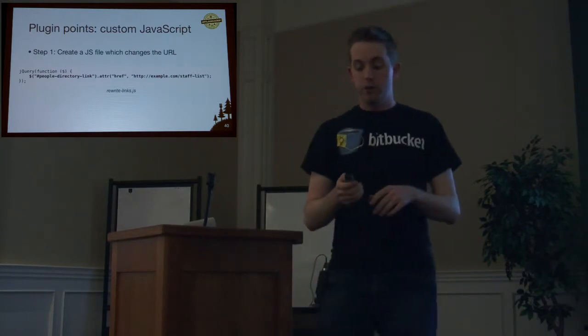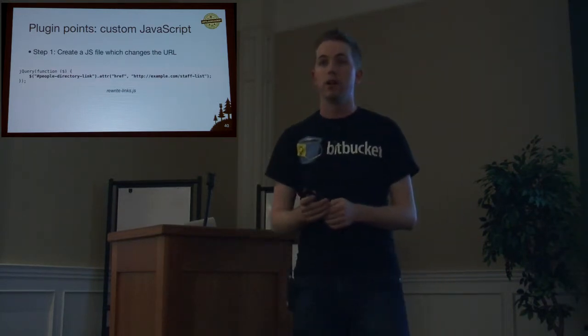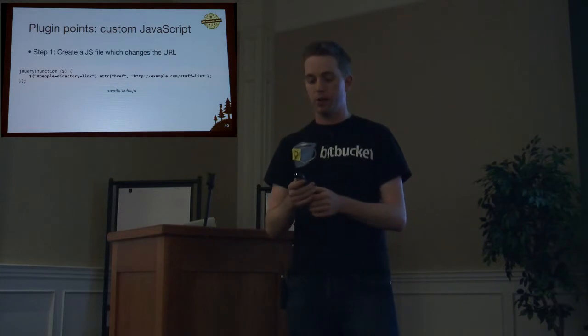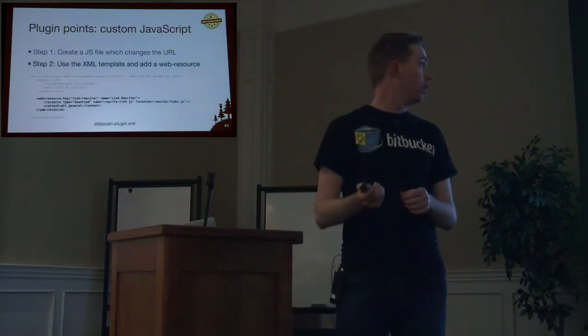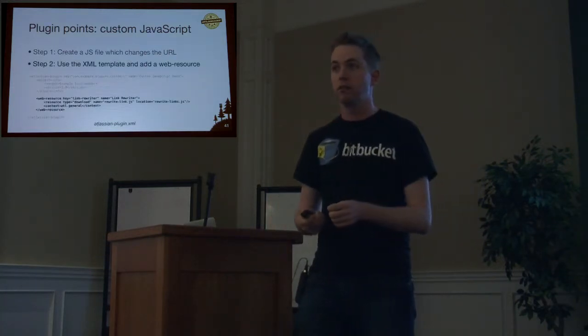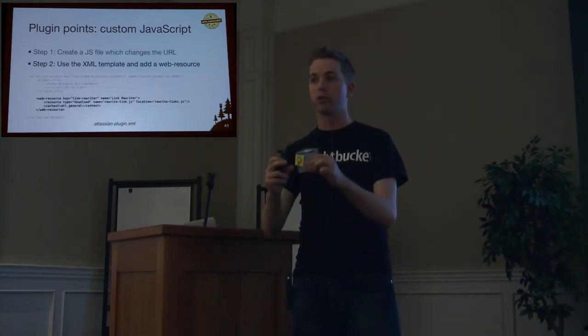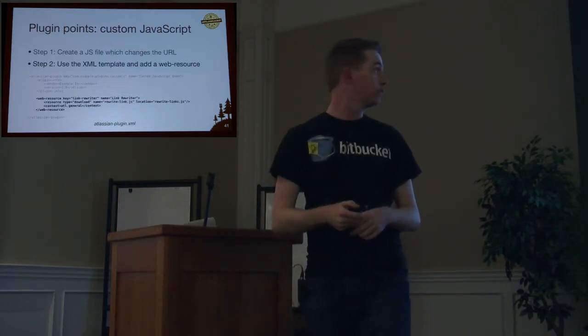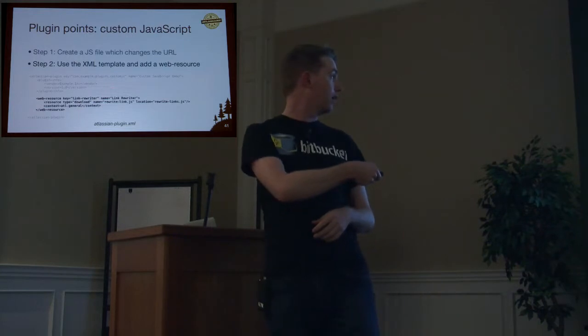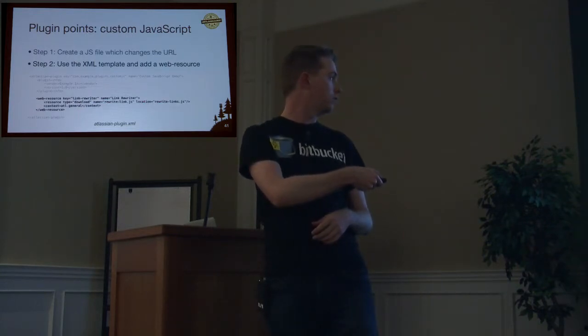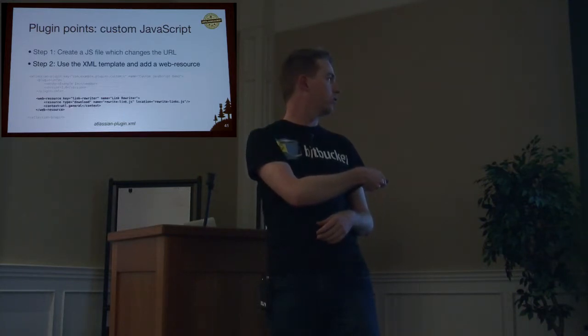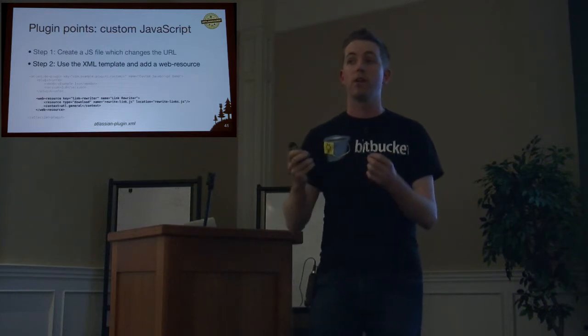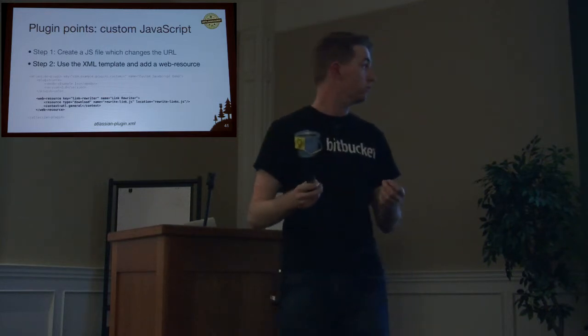The first thing we have to do is create a JavaScript file that goes and changes that link using jQuery. We're going to use our XML template again, and we're going to drop in a web resource for that file. The important parts of this are the resource here that says the location and the name of the file. And there's a context, and a context of atl.general means that this web resource will be rendered on every page in the application.